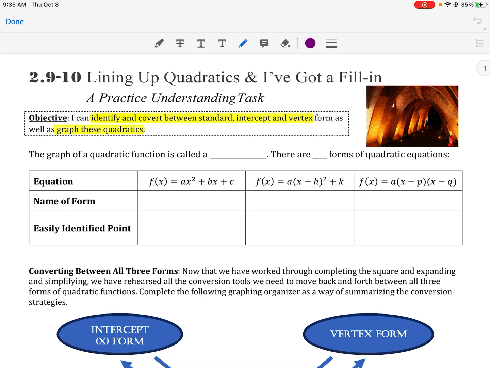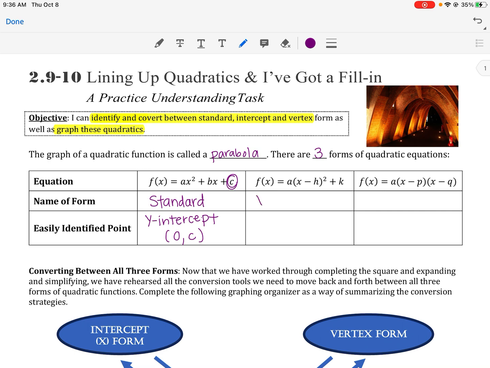Okay, so remember the graph of a quadratic is called a parabola. And there are three forms of quadratic equations. These first two we should already be familiar with. This first one is called standard form. And remember, this number at the end is the y-intercept. So that's the easiest point to identify. You don't have to do any work. You can just look at the equation. That y-intercept will be 0, comma, whatever that constant c is at the end.